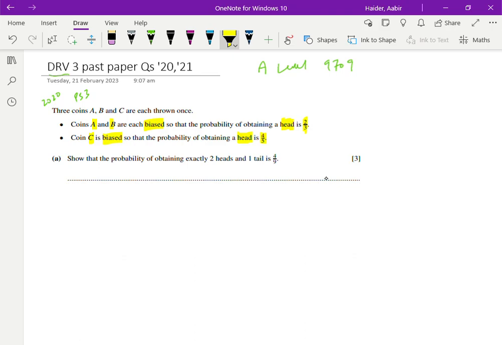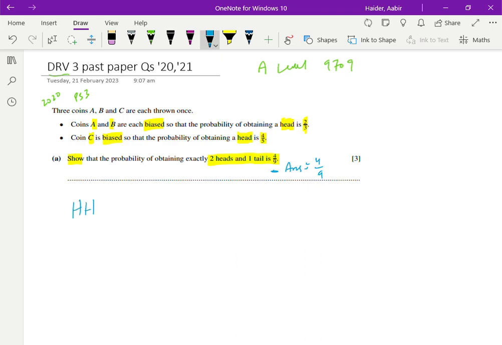And part A is asking us to show that the probability of obtaining exactly two heads and one tail is 4 by 9. This is a question with the command word show, which means that you have to show your working to reach this particular answer right here. This is the answer. Okay, so 4 by 9 should be the final answer. So let's think of the possibilities.